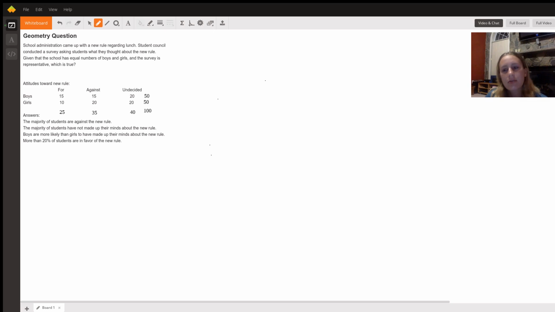So first, let me explain what I did to this table so that we are able to answer the questions. What I did is I just added up the boys and girls in each category to figure out the total number in favor and against and undecided. So I did 15 plus 10, 15 boys plus 10 girls, so that we know that 25 of the 100 students are in favor of the new rule.